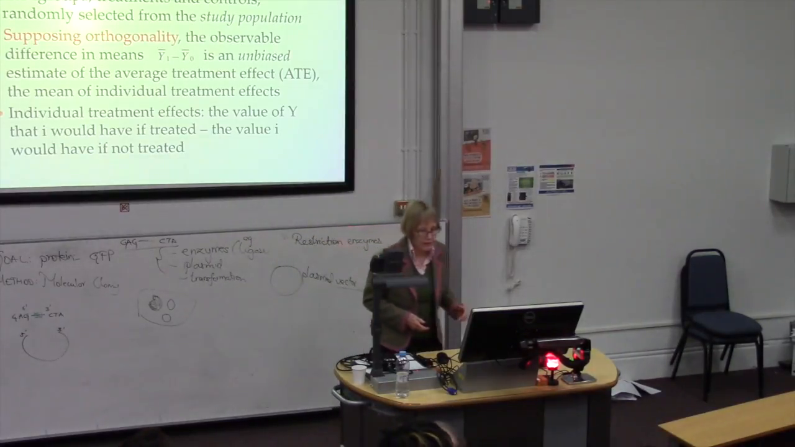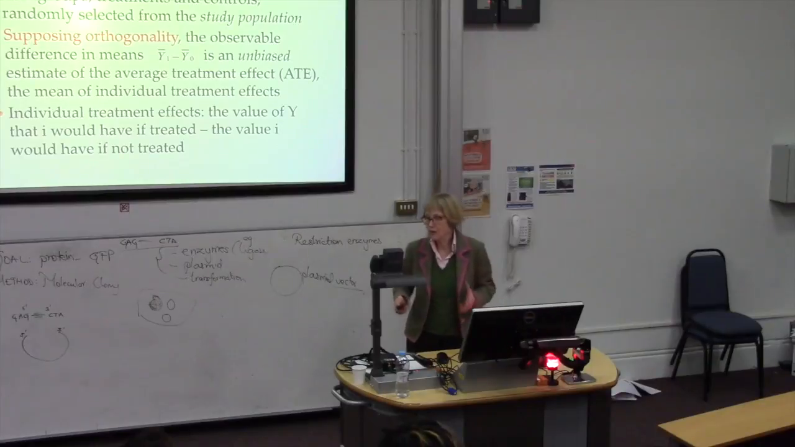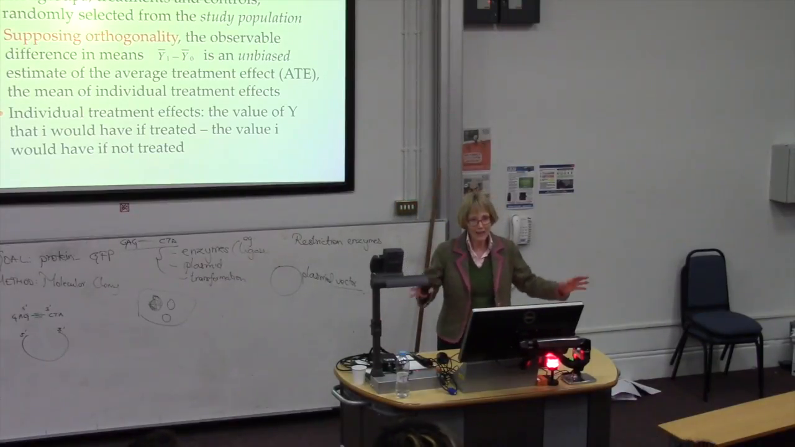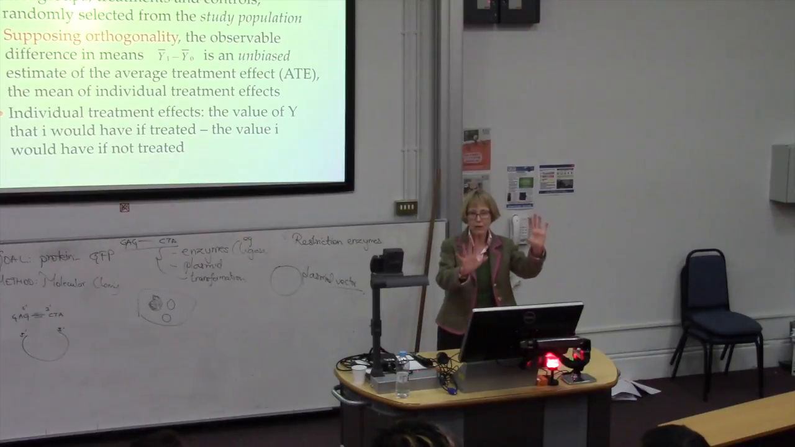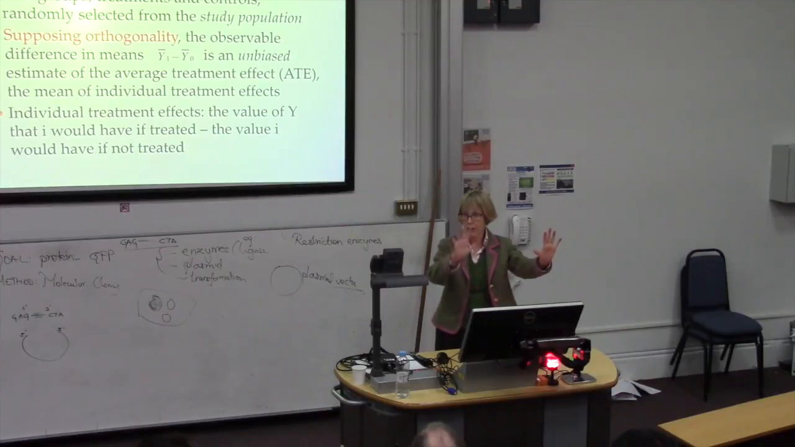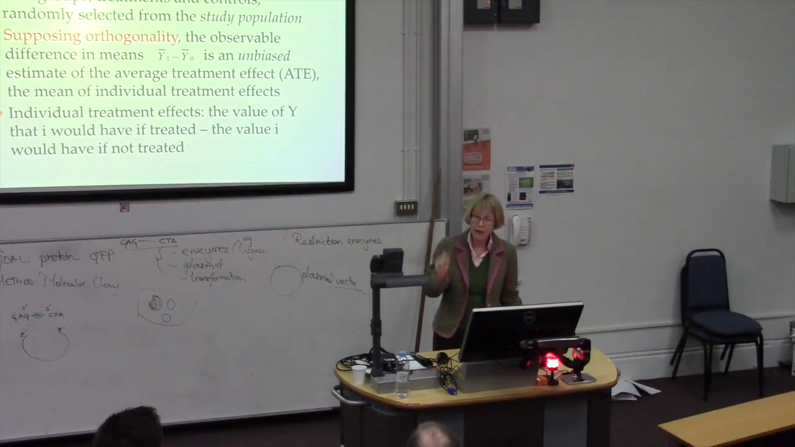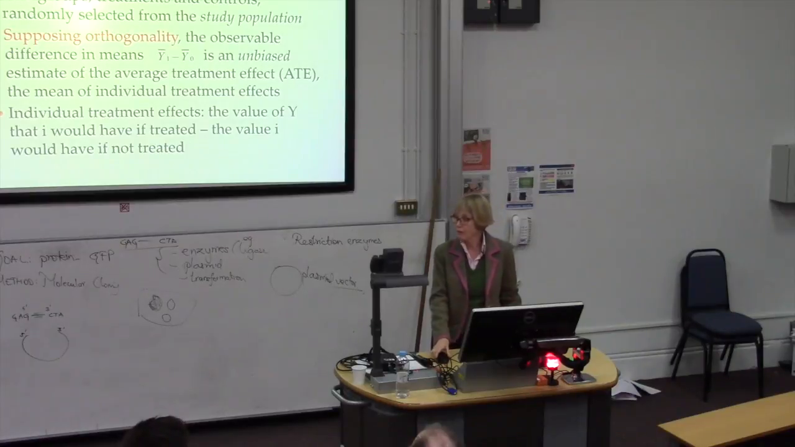And then the average treatment effect is called the ATE. What's nice is that the difference in means, between the mean value of Y in the treatment group and the average value of Y in the control group, is an unbiased estimate of the average treatment effect. And that's wonderful. So what's an ATE? I just want to go back over this. It's the average individual treatment effect.